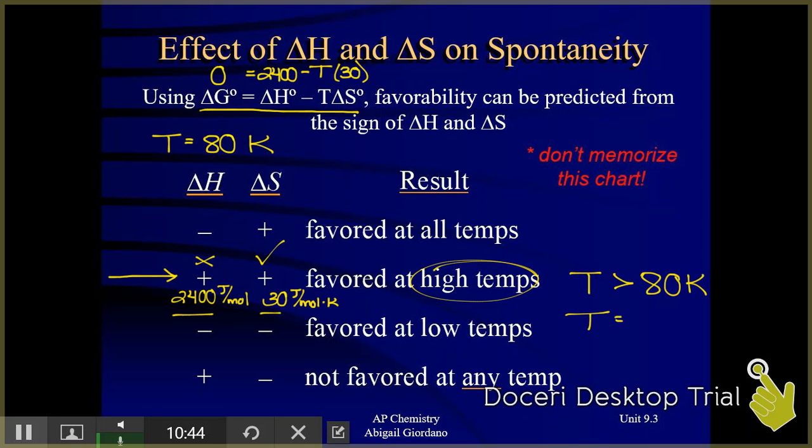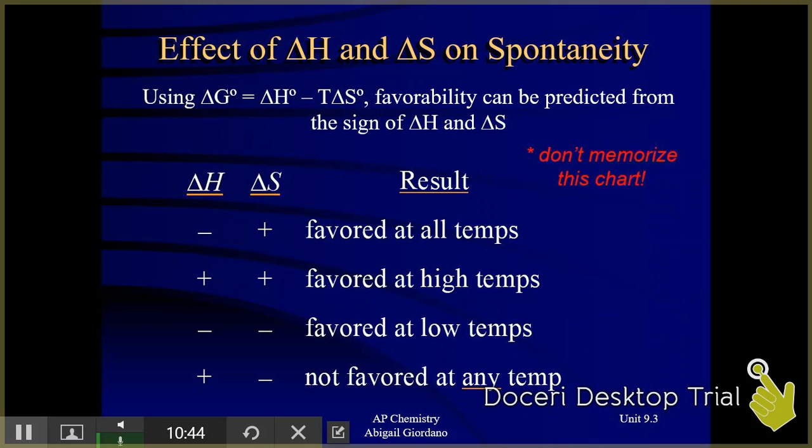Like let's say the temperature is 100 Kelvin. Well, guys, if you take that number 100 and plug it in right there, delta G is going to come out to be a negative number. Well, what does a negative delta G mean? It means it's favored. Okay? So when you have a plus-plus combination, it will be favored above whatever temperature you get when you set delta G equal to 0.